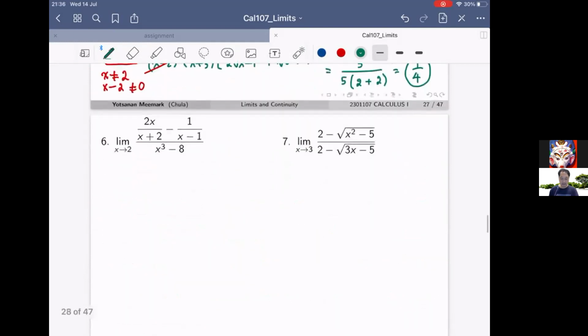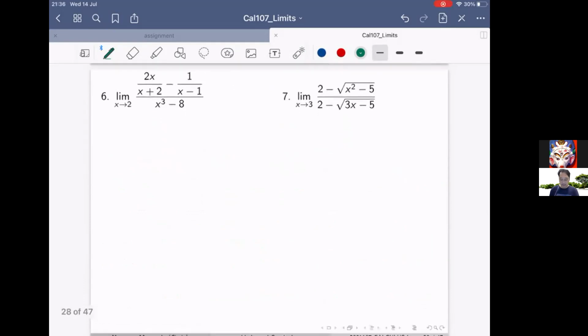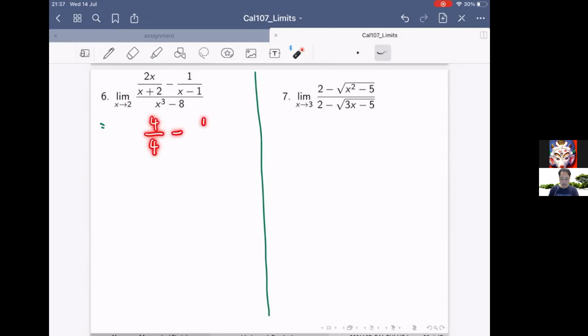How about this one? Let's see this one. Of course, you can plug in the top. You have 4 over 4 minus 1 over 1, so it is 0 on top. And also this one, 2 cubed is 8, so it is a 0 on bottom as well.